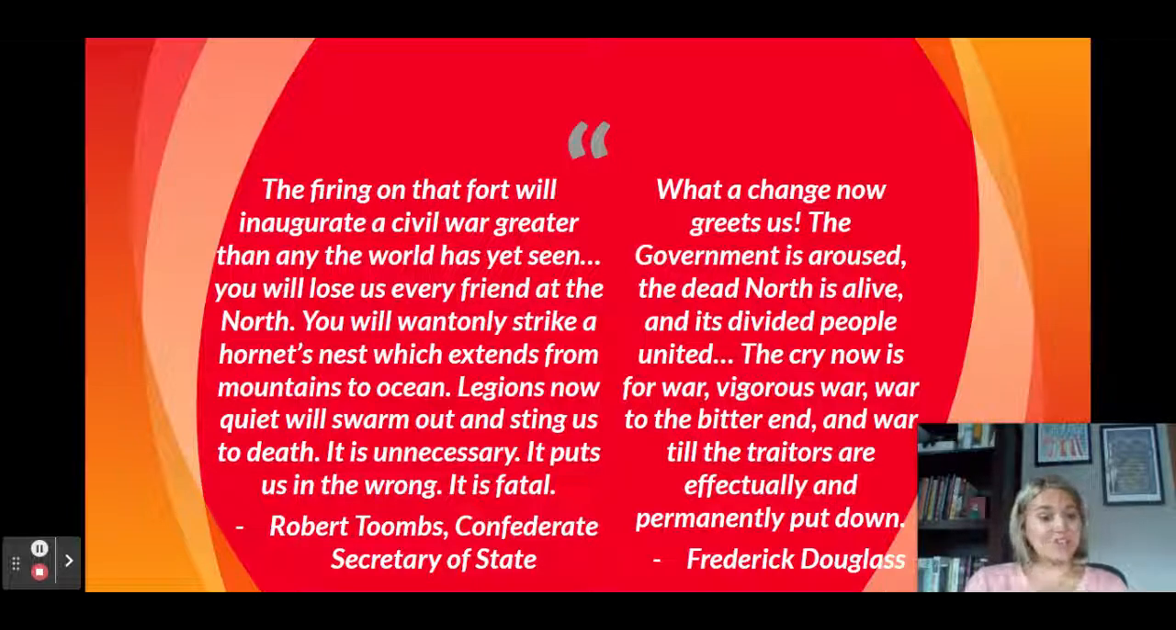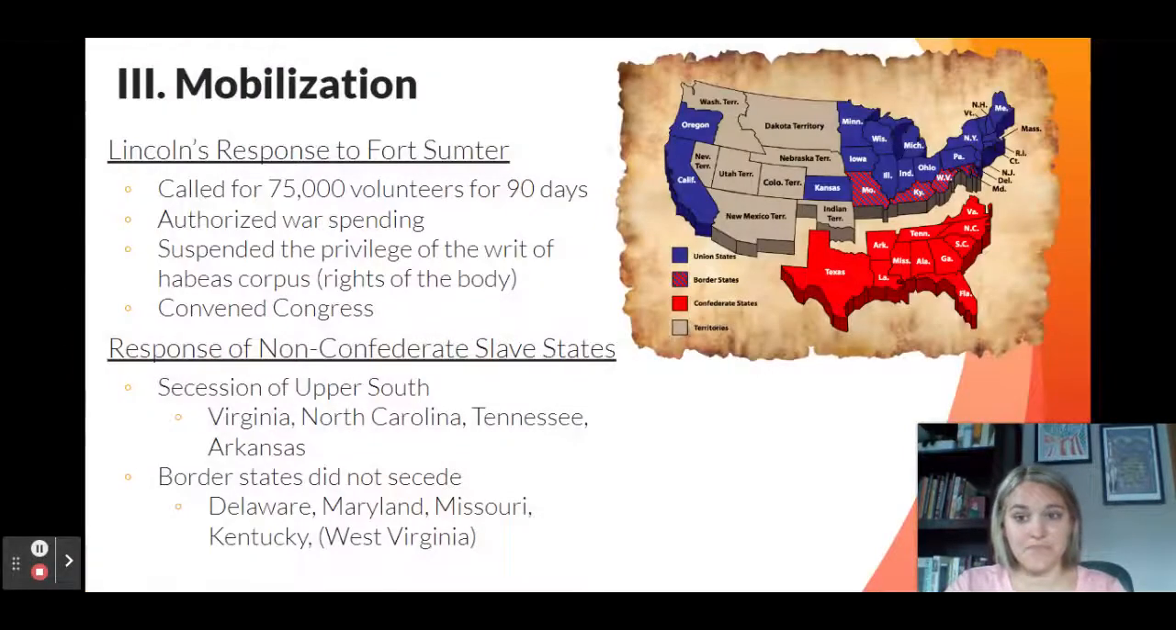After the attack, Frederick Douglass states, "What a change now greets us. The government is aroused. The dead North is alive and its divided people united. The cry now is for war, vigorous war, war to the bitter end, and war till the traitors are effectually and permanently put down." So Toombs is fearful of how the attack on Fort Sumter could unify the North. And once it happens, Frederick Douglass recognizes, yes, that has happened, and it's a benefit for the Northern cause.